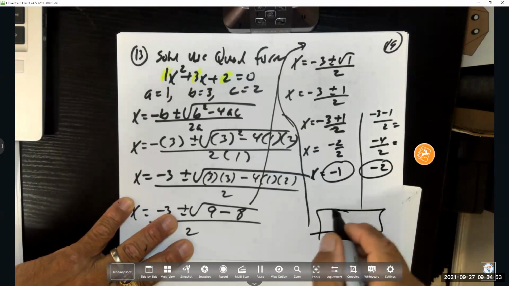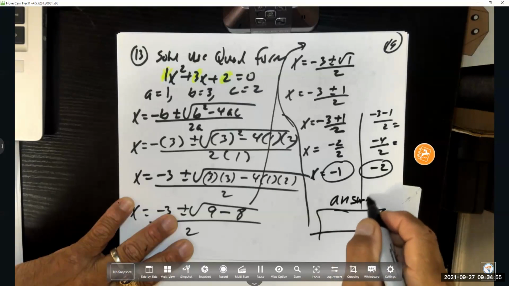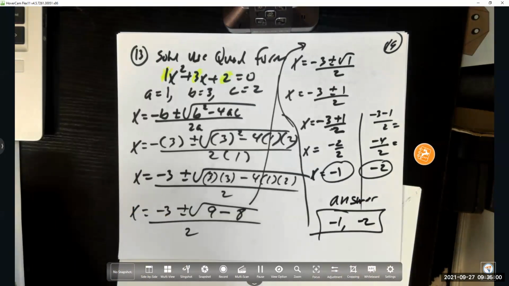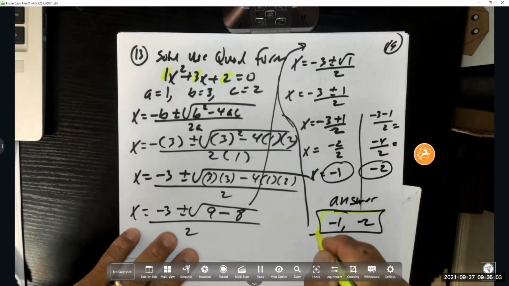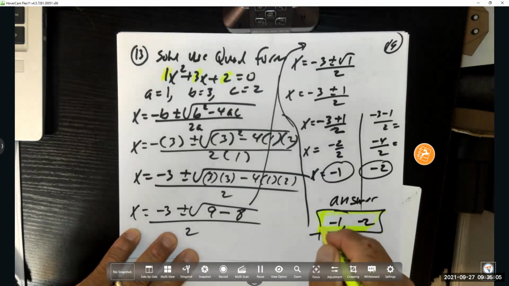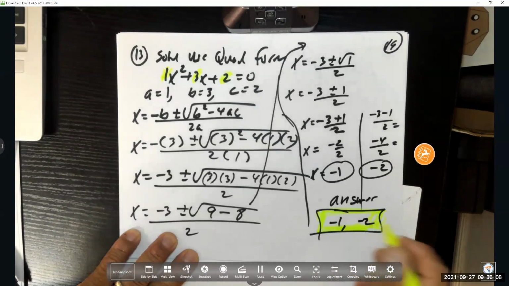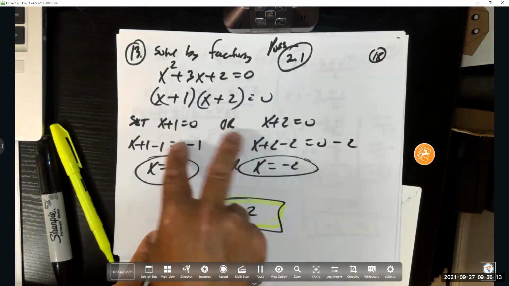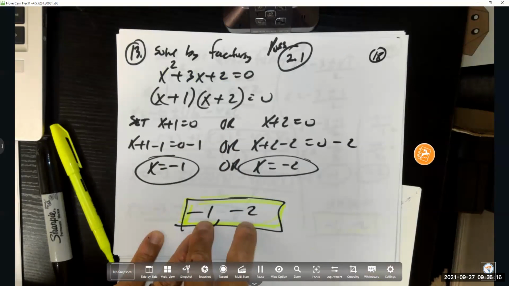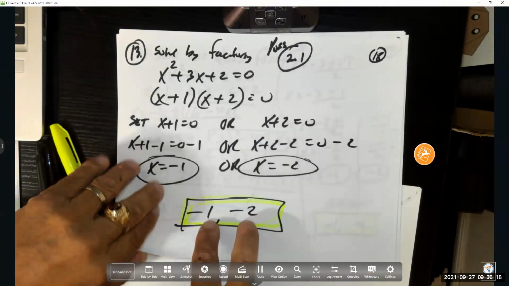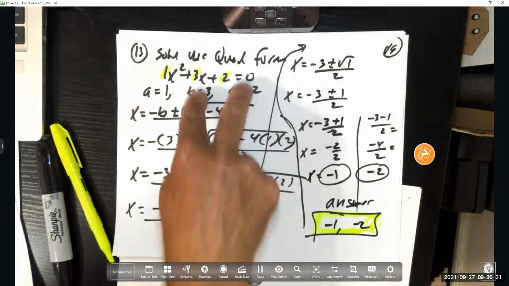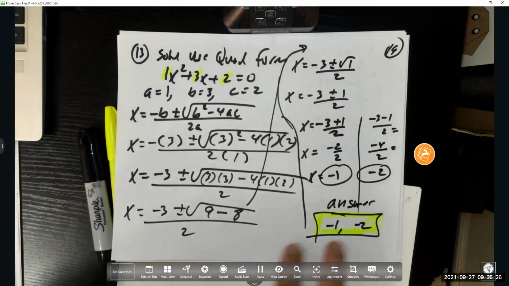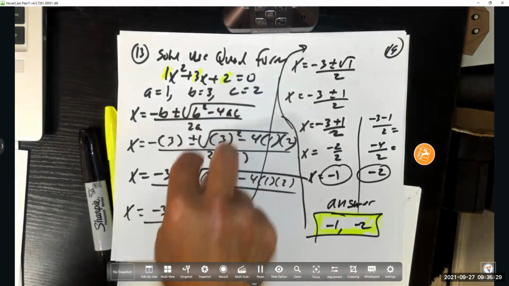If I put a box with my answers, what was an answer? Does a -1 go in there? Does a -2 go in here? Yes or no? So now this is my answer box right here. See the box right there? And is this answer the same as before? Let me look at it again. When I did my factoring, I ended up with -1, -2. When I did it with the formula, I ended up with -1, -2 again. Same answer. Do y'all see that? Same answer. It's just more steps to get there.